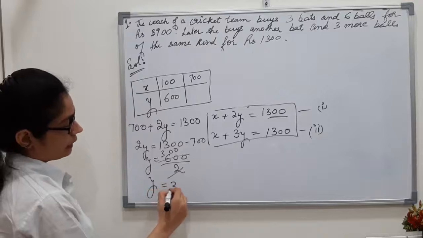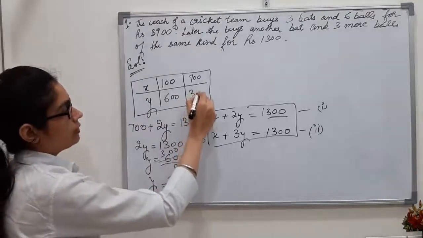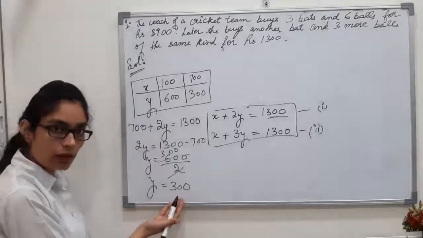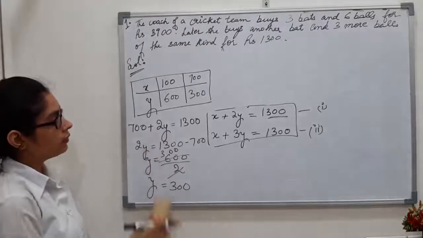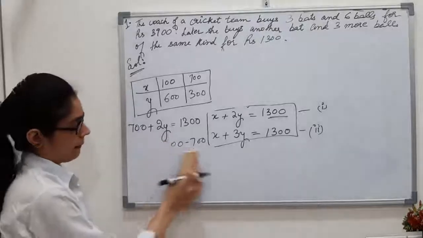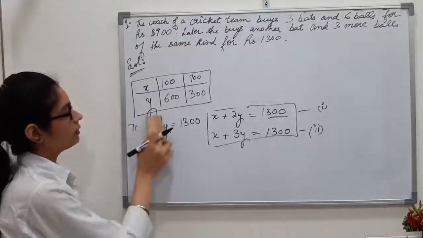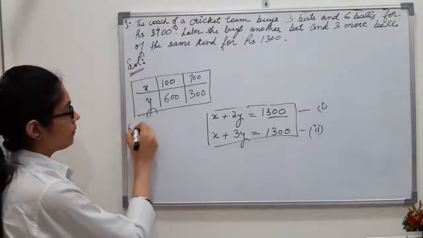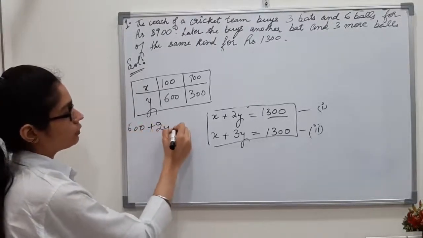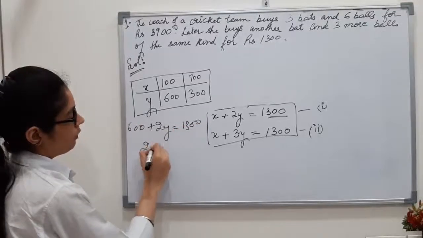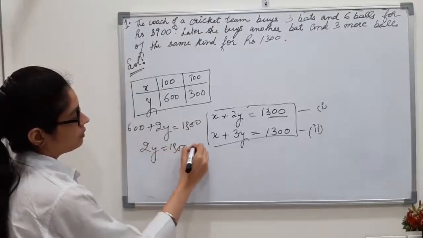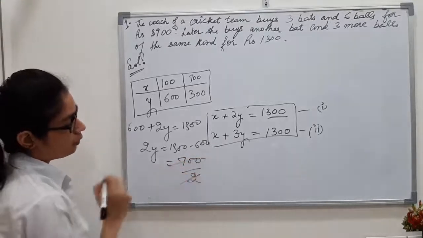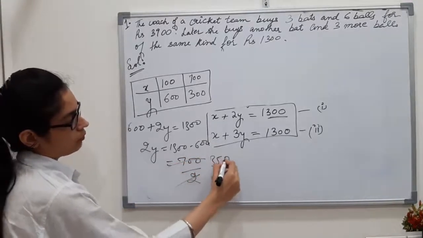y is equal to 300. See, I have got a multiple of 100. The reason why I did not take 600, I'll explain to you. If I had taken 600, see, 600 plus 2y is equal to 1300. So 2y is equal to 1300 minus 600. So it will be 700 by 2. 700 by 2 it will be 350.